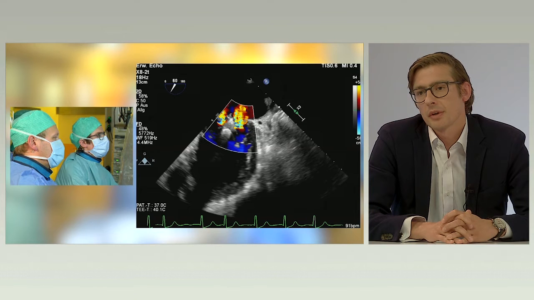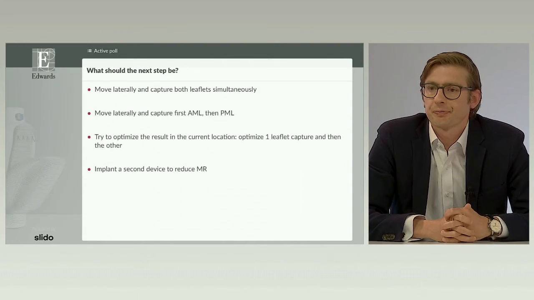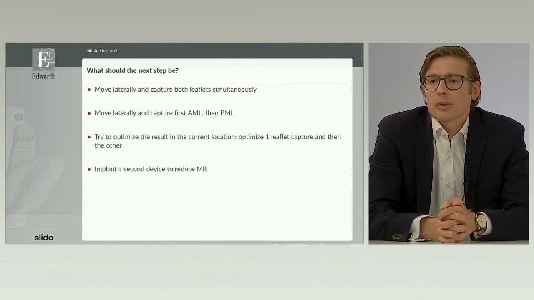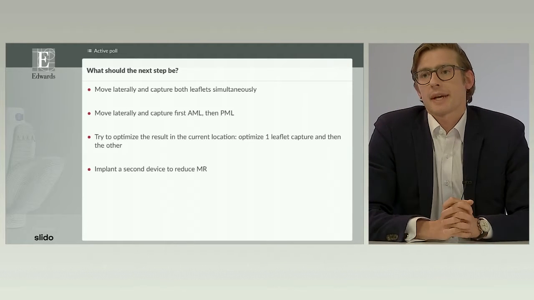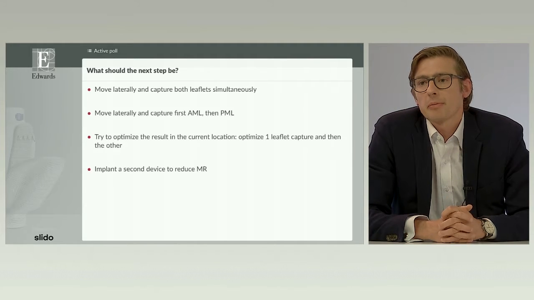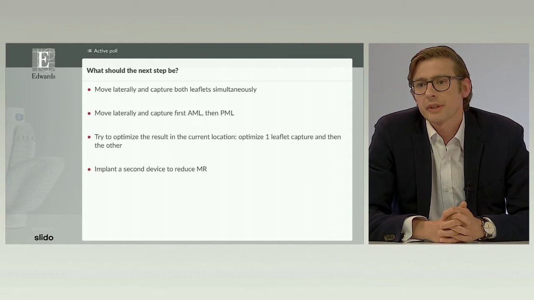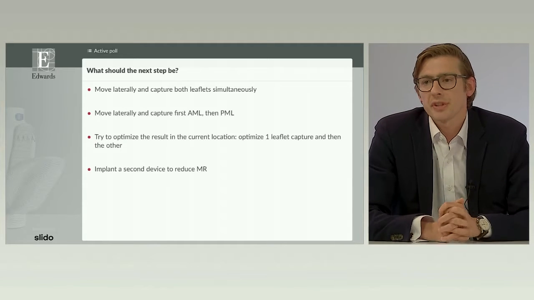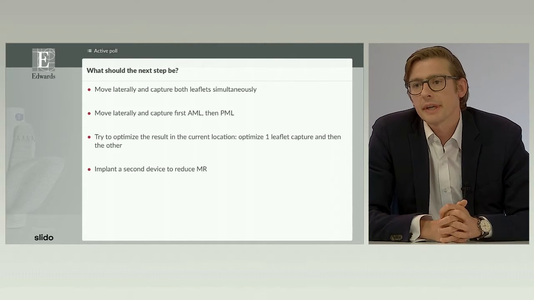And here we come to the first poll question of this case. So what do you suggest the next step should be? First, move more laterally and capture both leaflets simultaneously. Move more laterally and then maybe use staged grasping with capturing of the anterior leaflet first and then the posterior. Next option, try to optimize the result in the current location, optimize one leaflet capture and then try the other, implying that the position is fine, but the leaflets aren't perfectly in. And then the last option, implant a second device.